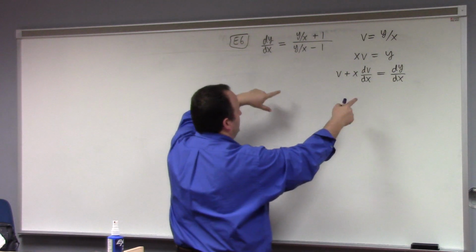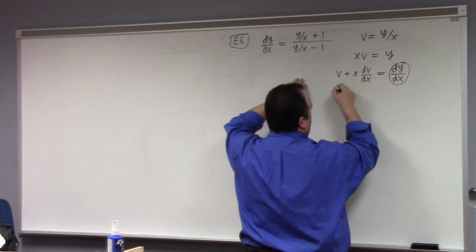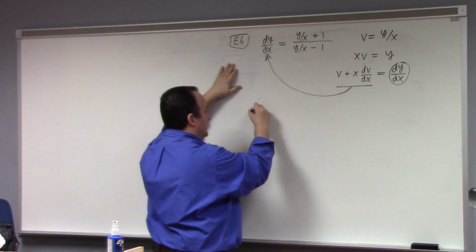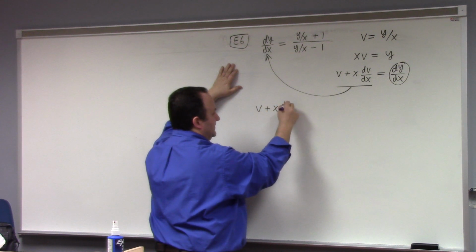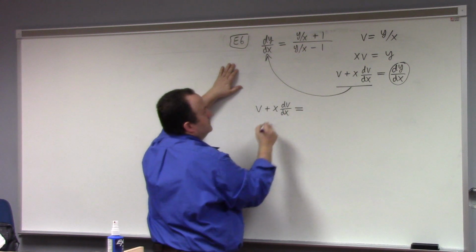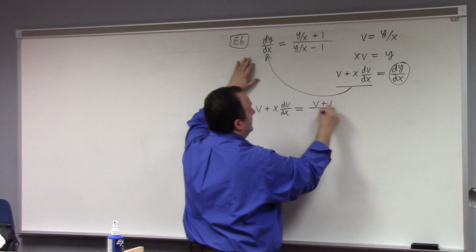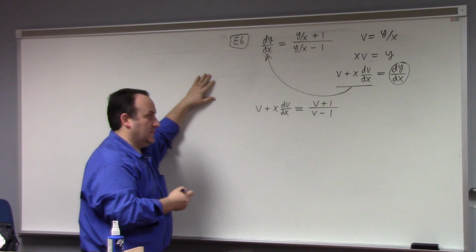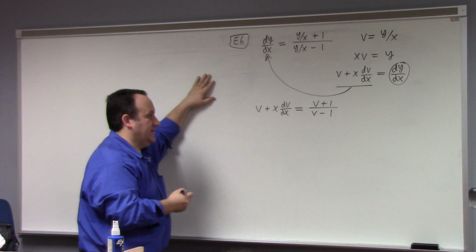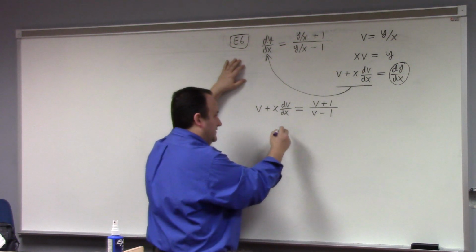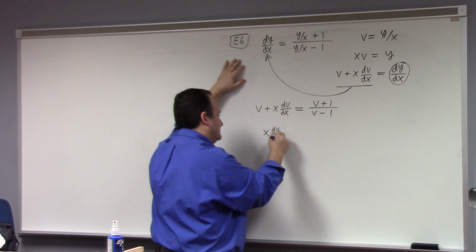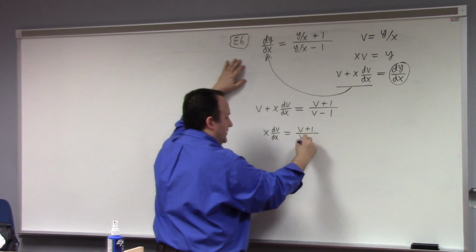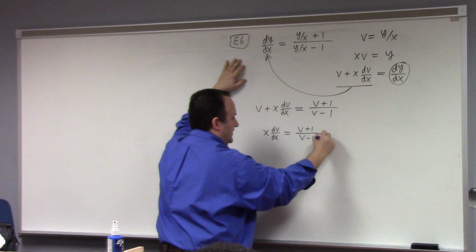So making that substitution, what you've got is v plus x dv dx equals, apparently, v plus 1 over v minus 1. Which is kind of scary looking, but let's see if we can make it better. So this is x dv dx equals v plus 1 over v minus 1 minus v.